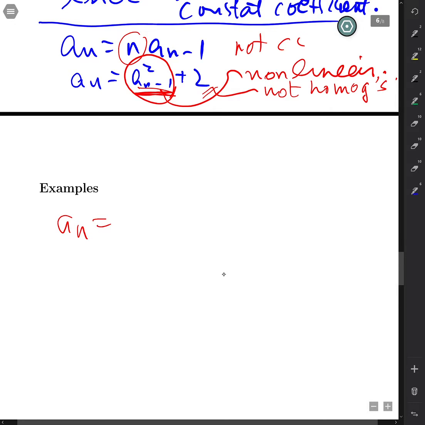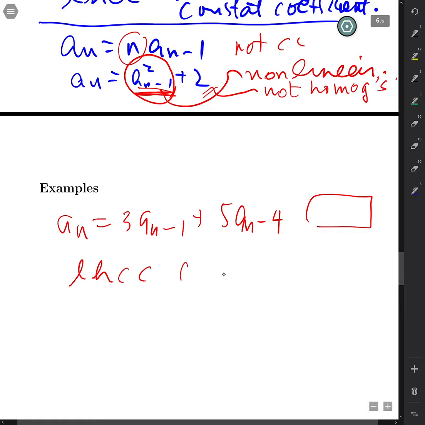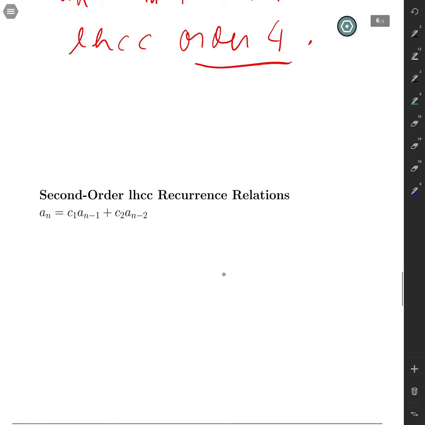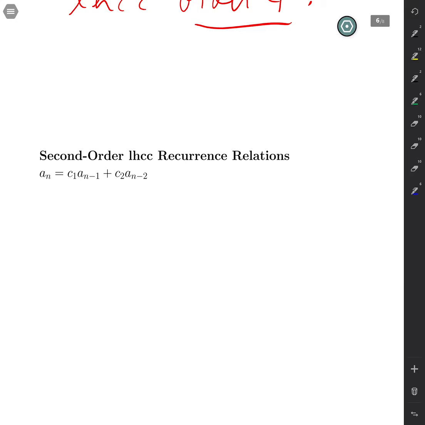So an is equal to 3an minus 1 plus 5an minus 4, like so, would be linear. It is indeed homogeneous because there's nothing over here extra but the terms. And it has constant coefficients, and its order is 4, right? Order 4. So that's kind of examples that we'll work with. One of the next ones we're going to work with, because we've already dealt with the first order linear, is the second order linear, homogeneous, constant coefficient recurrence relation.